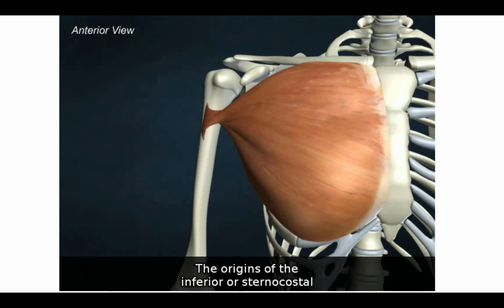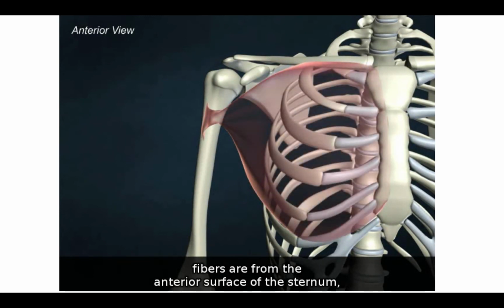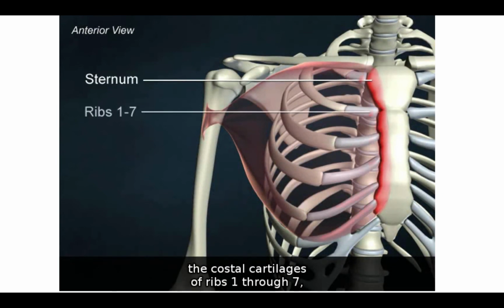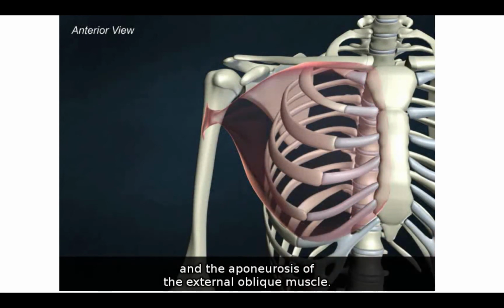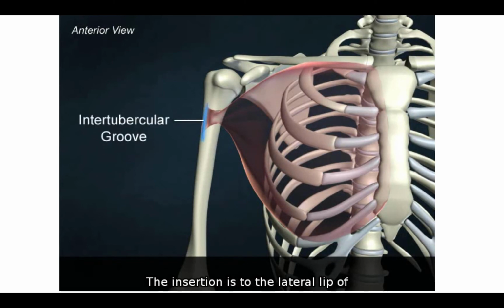The origins of the inferior or sternocostal fibers are from the anterior surface of the sternum, the costal cartilages of ribs 1 through 7, and the aponeurosis of the external oblique muscle. The insertion is to the lateral lip of the intertubercular groove of the humerus.